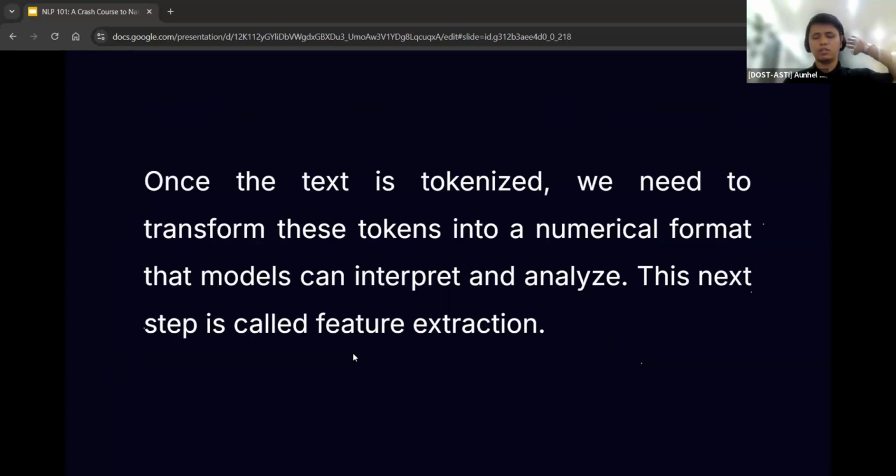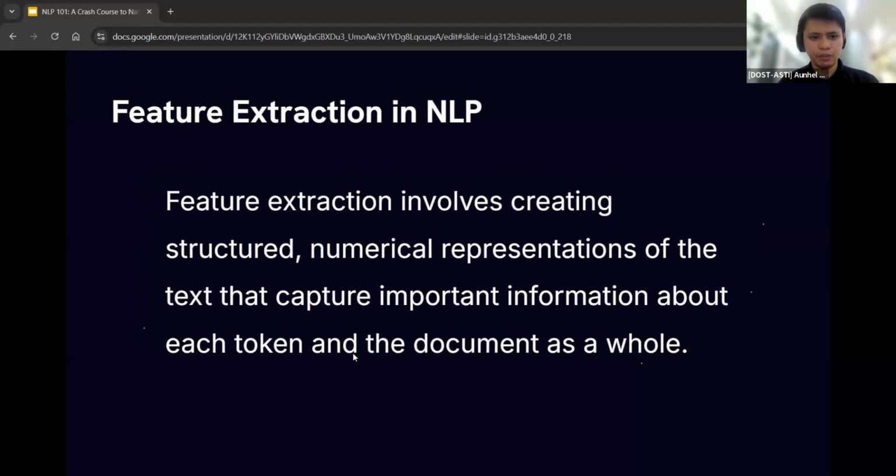So again, once we convert the entirety of our text data into tokens, we need to transform these tokens into something that our system or our computer can understand. And our system inherently understands numbers or numerical formats. So this is what we're going to do in a step we call feature extraction. Feature extraction involves creating structured numerical representations of the text to capture important information about each document.